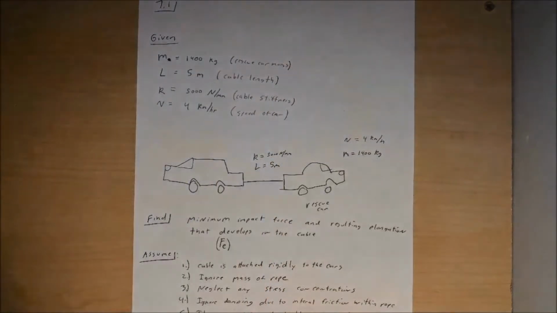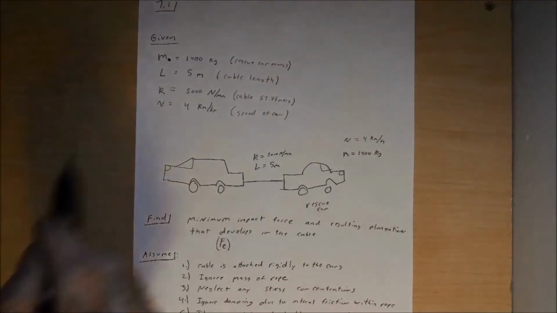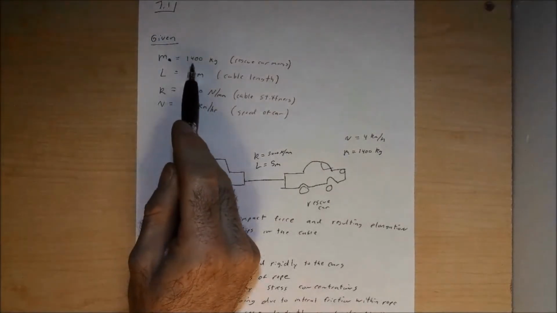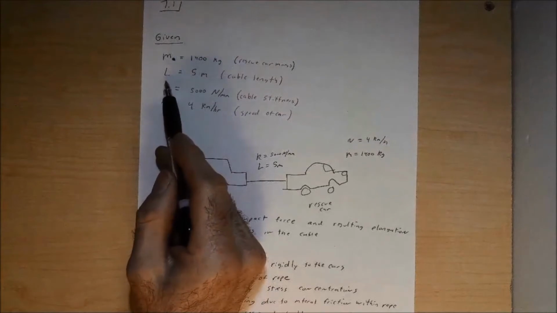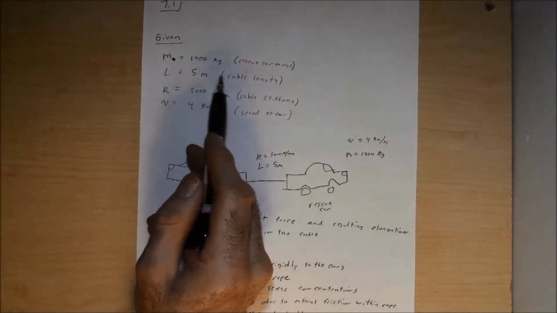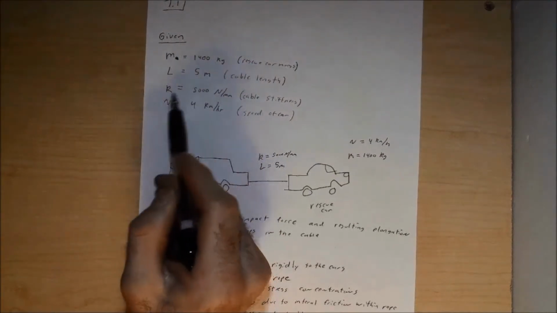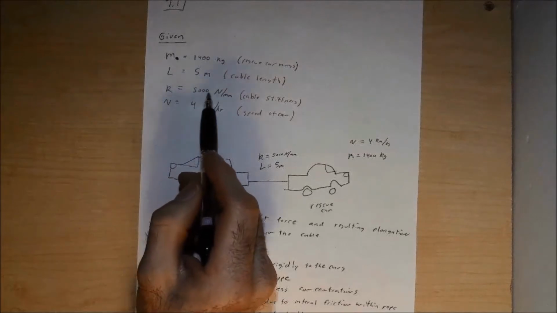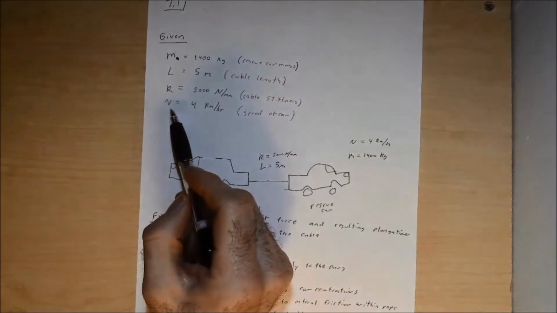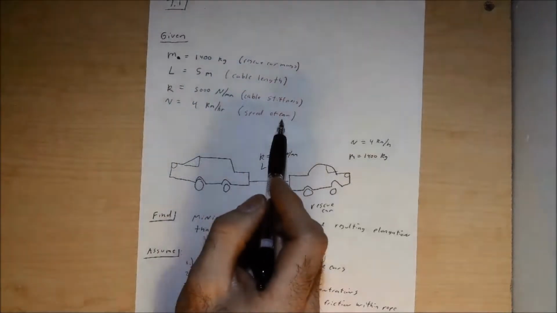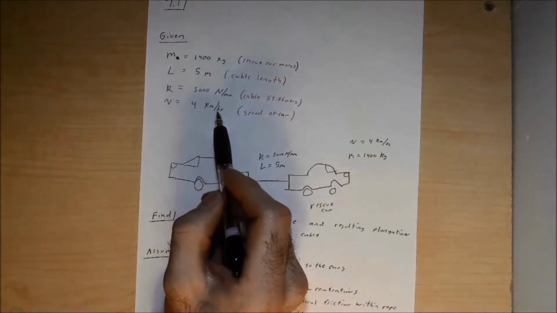So what we do have for this problem that we know is, we know that the mass of the car is given to us as 1,400 kilograms, and this is the rescue car mass. L is given to us as 5 meters, which is the length of the cable. K is given to us as 5,000 newtons per millimeter, which is the cable stiffness. And V is the velocity or speed of the car as 4 kilometers per hour.